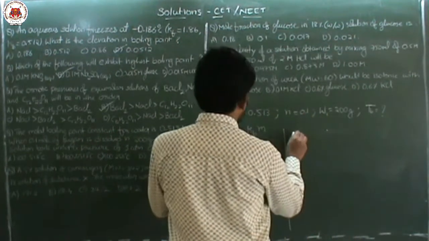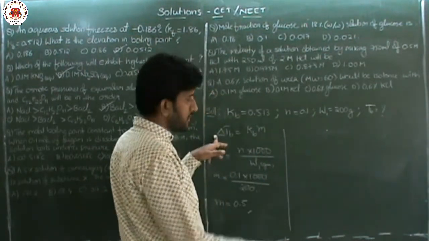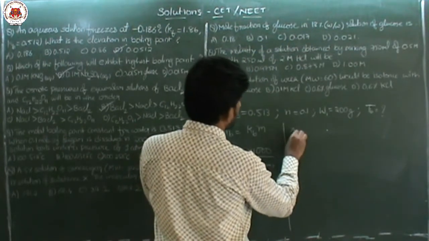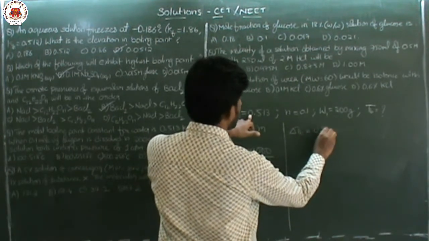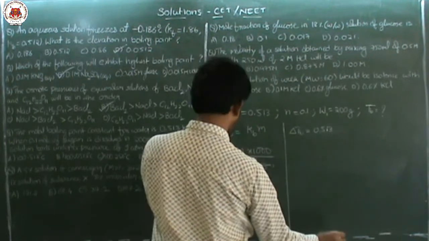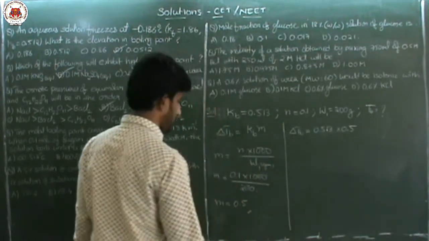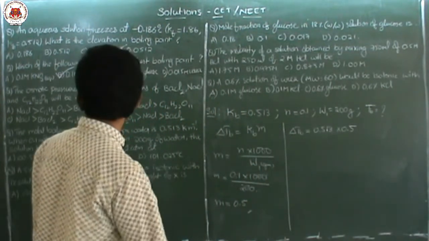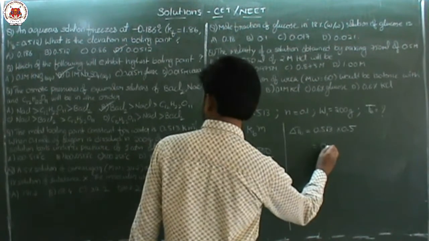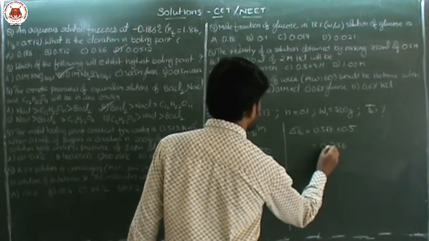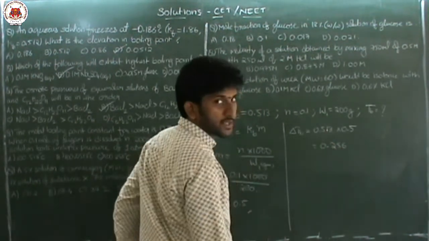Now delta TB. What is the delta TB formula? One thing we will do: first we will calculate the delta TB, then we will go for the TB value. Delta TB is equal to Kb, which is given as 0.513, times the molarity you got, which is 0.5. So 0.5 times 0.513 will be 0.256.